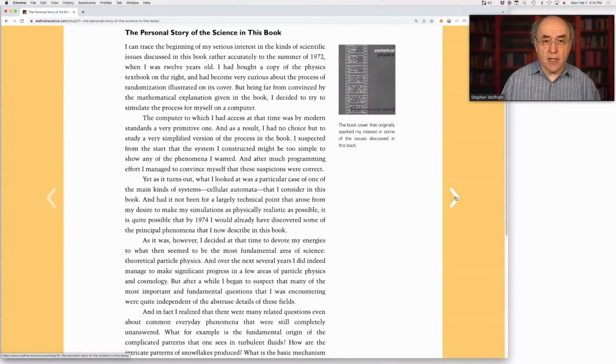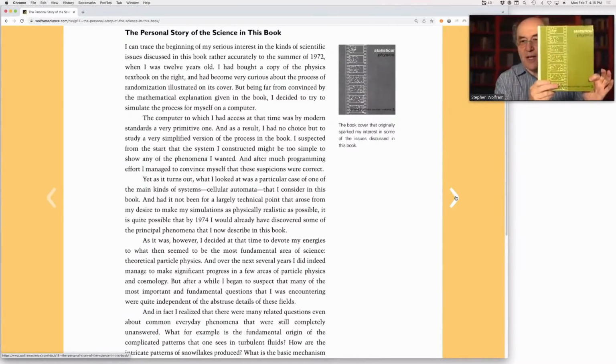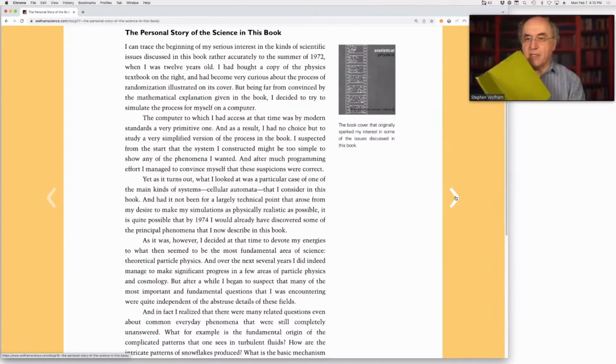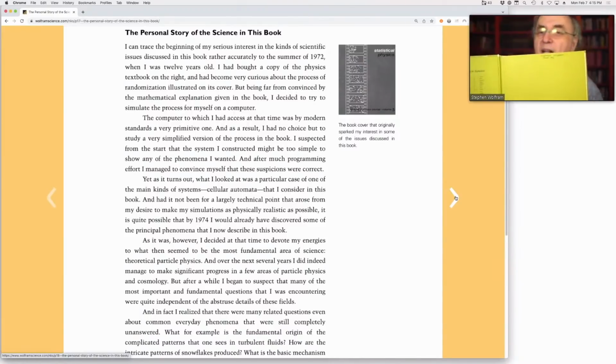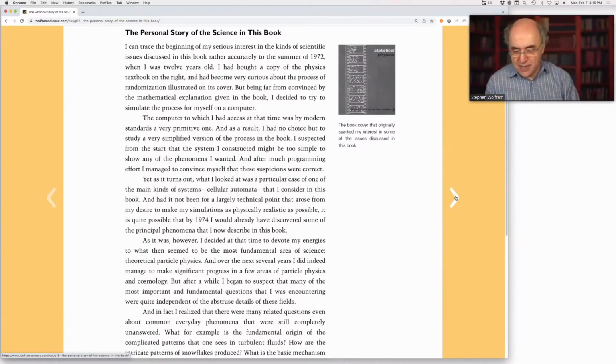Well, okay. Another big thing that I did in this very first chapter of NKS was to tell a little bit of the personal story of how I ended up doing the science that's in the book. The launching event was actually this book here, which I have in physical form. If I open up the front cover, it says Stephen Wolfram, June 1972, and then £3.35 as the price of this book. It's probably more expensive now, if it isn't out of print. But anyway, I got this book.